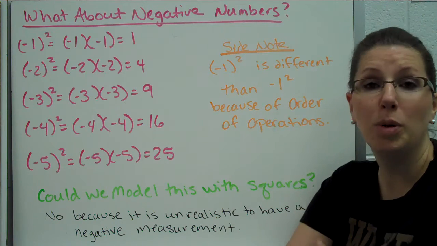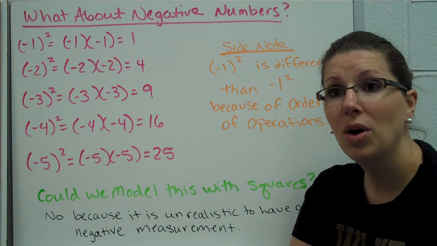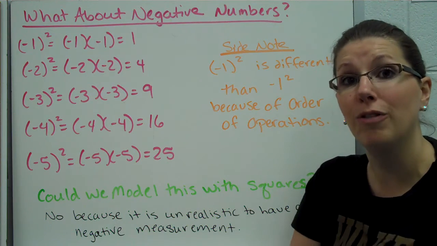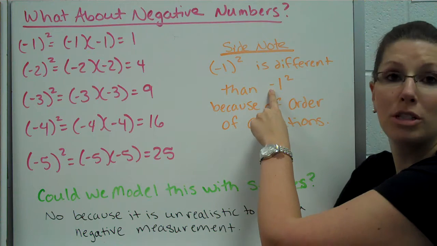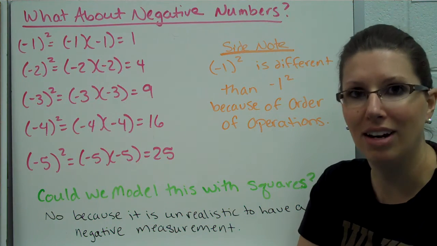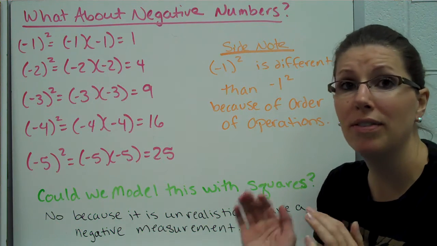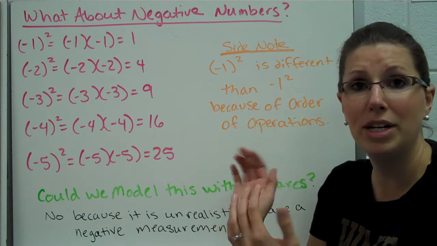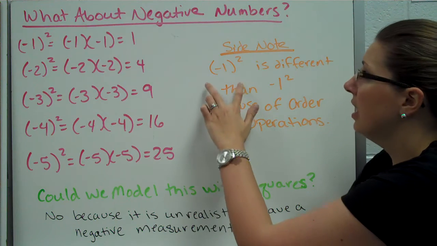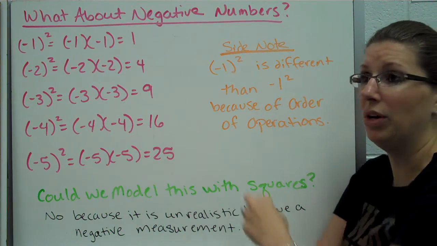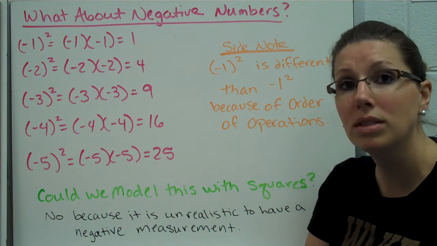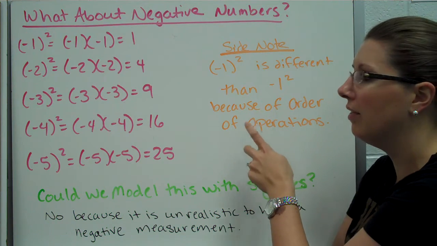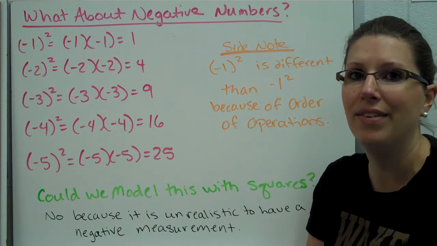If you do not use parentheses, your calculator will actually calculate the exponent first, then multiply by a negative later. So if you ever use your calculator to type in exponents, make sure you use parentheses, because this shows your calculator that what you mean for it to do is to multiply negative 1 times negative 1. So be very careful when you're using your calculator and negative exponents.